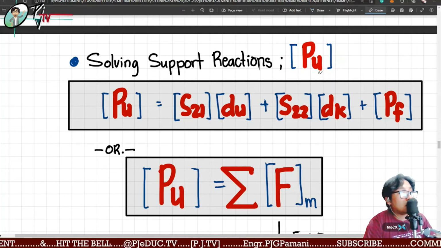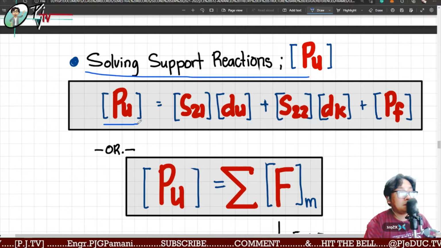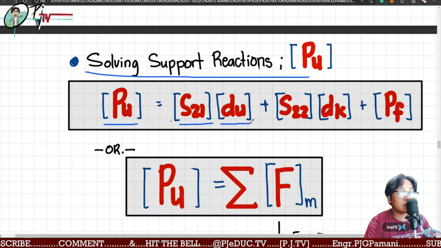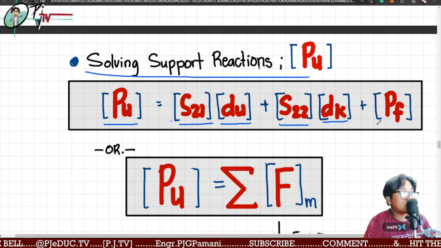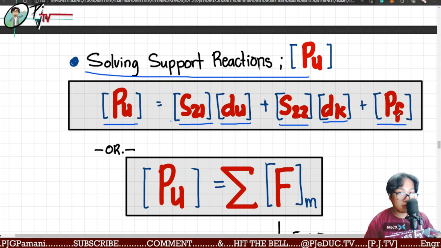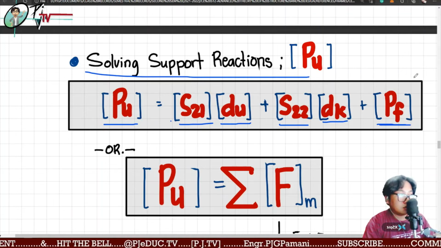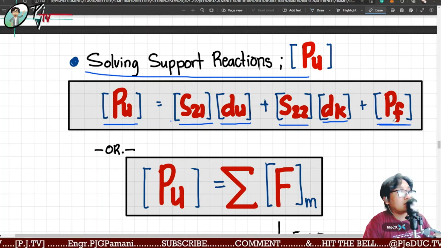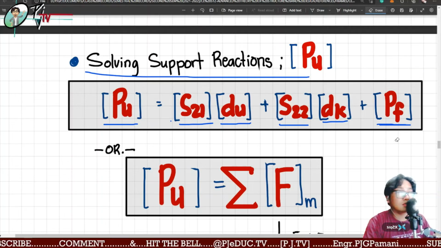Okay? The unknown forces or the reactions at the supports, that is your PU, equal now to S21 times the solved displacement or the unknown displacement plus S22 times the known displacement plus the fixed end forces. Fixed end moments or the fixed end forces na compute natin. Kung merong member loads. Kung walang member loads, tanggalin ulit natin si PF. Ulitin ko, kung merong member loads, merong PF. Kung walang member loads, walang PF. Ganun lang naman yun. Okay?